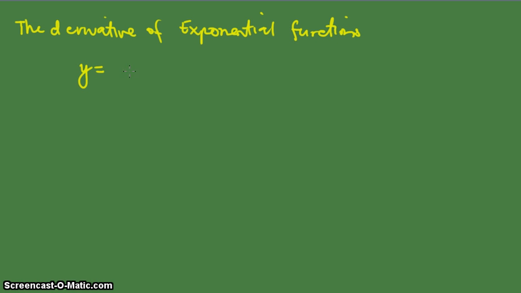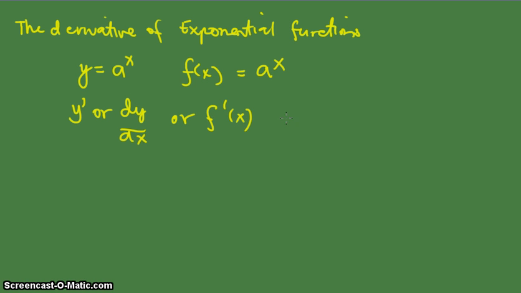So any function of the form y equals a to the x, or you can use the symbol f of x equals a to the x, the y prime, or dy dx, or the f prime of x is equal to the expression times ln of the base times the derivative of the exponent. So the derivative of x is basically 1. Okay, so this makes the derivative equal to a to the x times ln a.